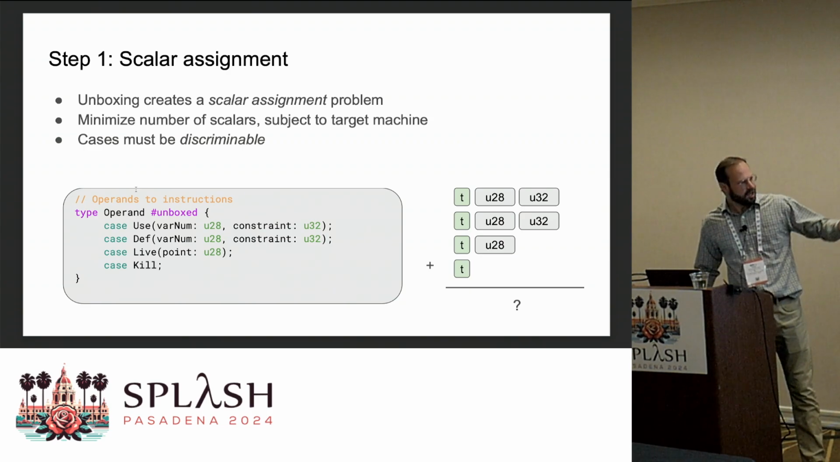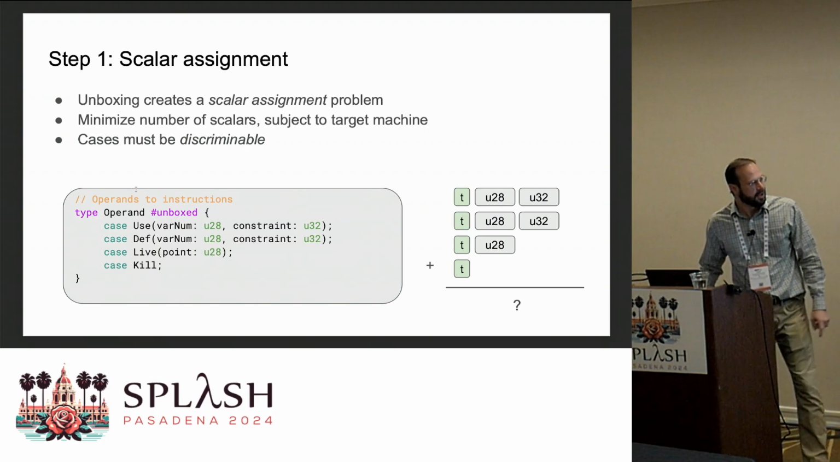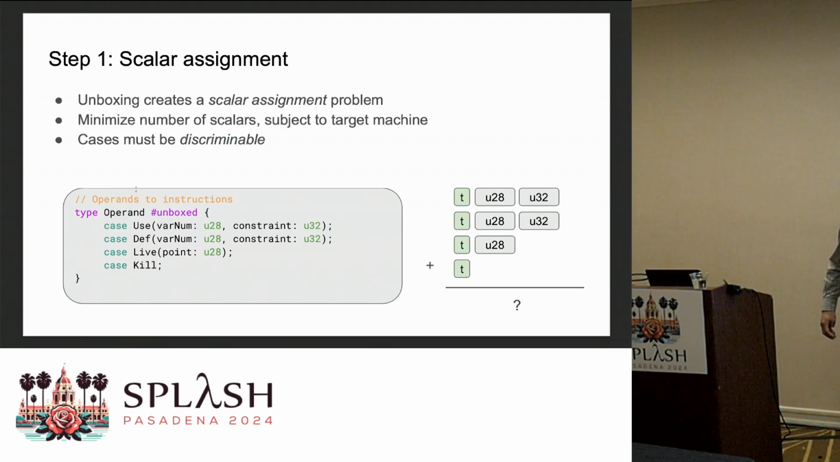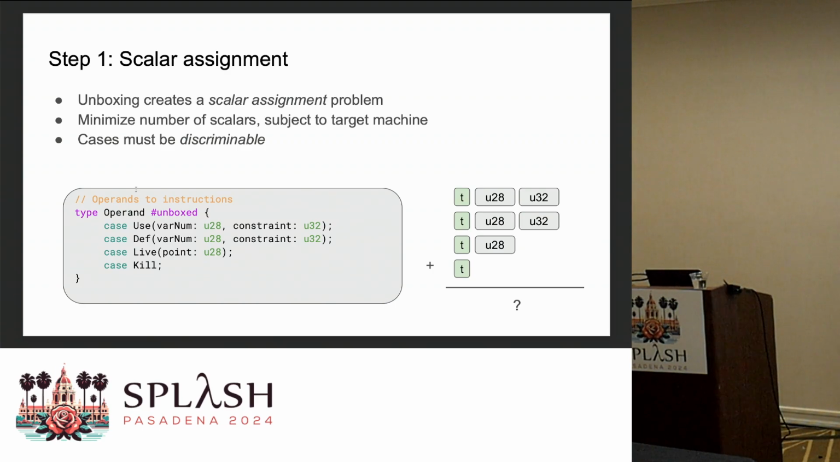So the question is, if we have this definition here, there's four cases there, they have fields. So this was a 28-bit integer. This is a 32-bit integer. Here's another 28-bit integer. And you need to put a tag there. The tag has to be at least 2 bits. So they call them sum types for a reason. They have to add up to something.